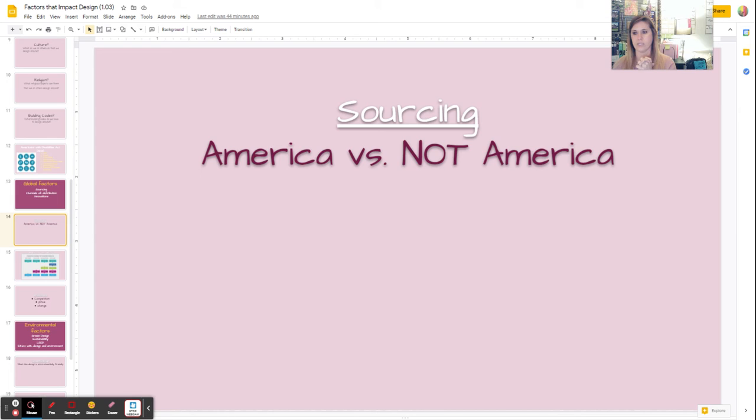So think about sourcing that way, and that could impact design, because if people want high quality products, they might want them to come from a certain place. If they want to spend more money or less money, high budget, low budget, they may want them to come from a certain place.